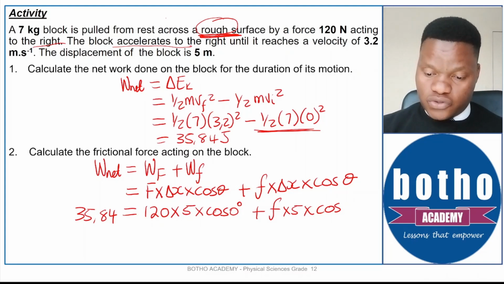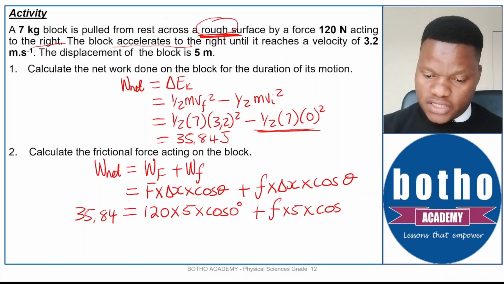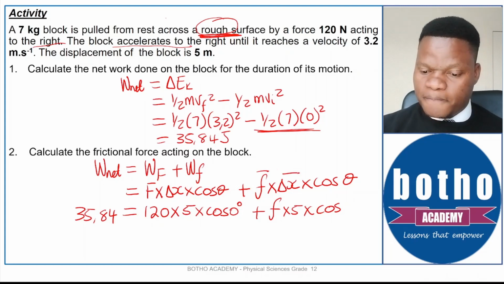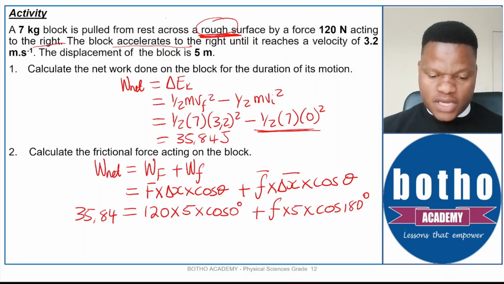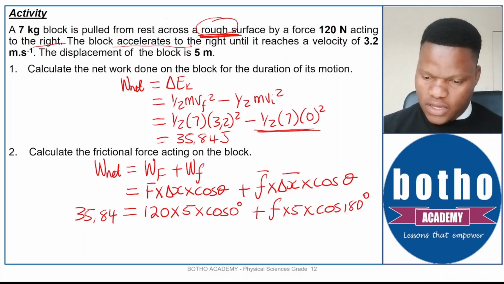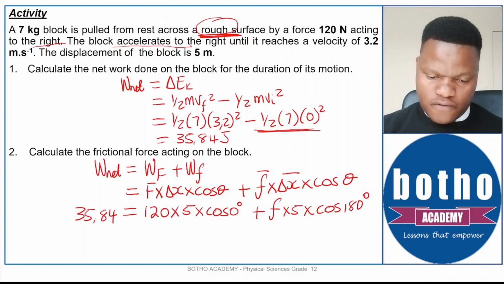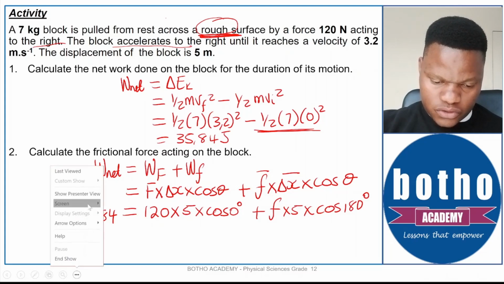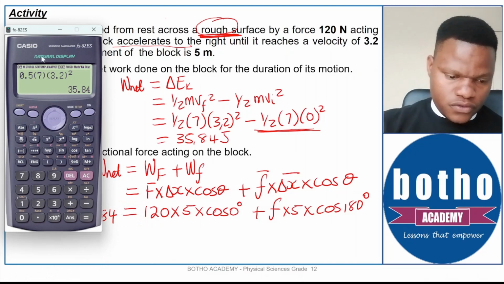If the frictional force is to the left, the angle between the frictional force and the displacement must be 180 degrees. Okay, so what do we get? In our simplification, this will remain 35,84 on the other side. Let's then calculate what the right hand side is equal to. Let's go to the calculator and find out what those values are.